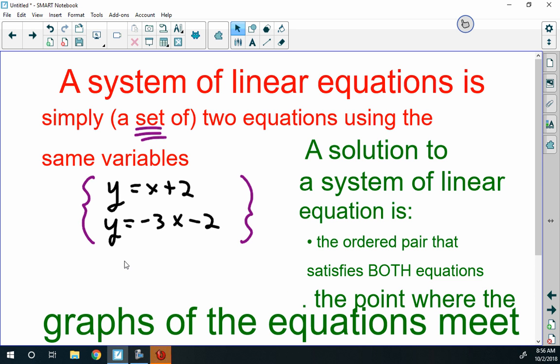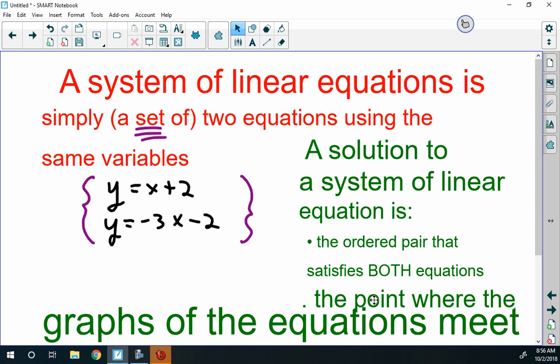Okay. So that's pretty much it for the definitions. Everything from here on out is just going to be examples. I've got some systems written on the sideboard. We're going to be looking at each one. We're actually going to look at that first one, and we're going to see if we can solve this. So we're going to try to find the point where the graphs meet.